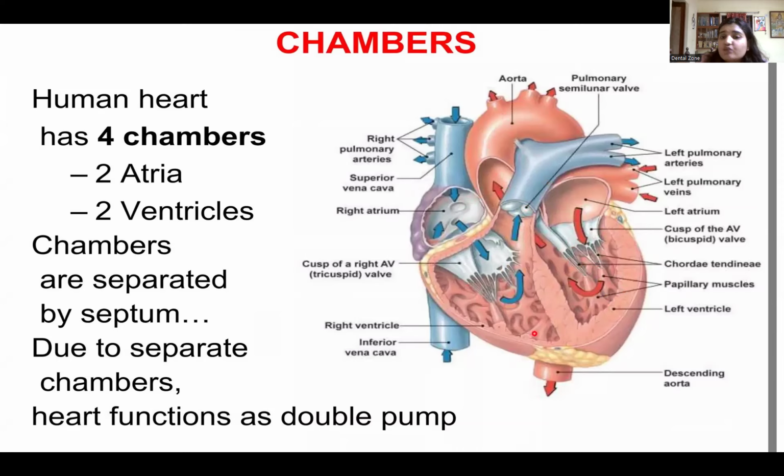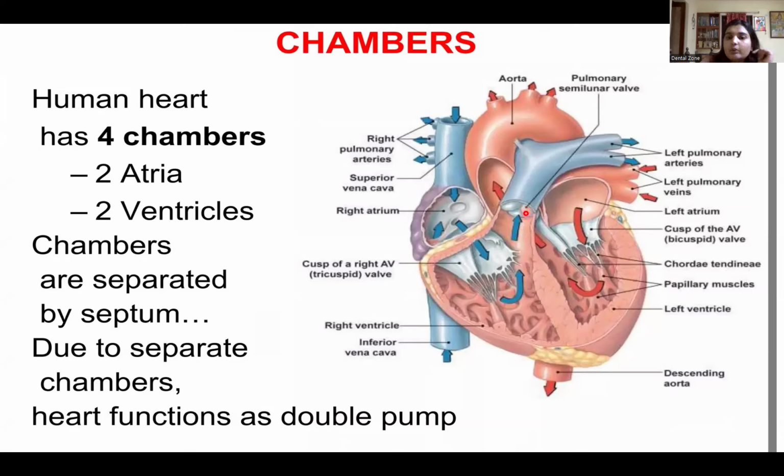Okay. So which valves are present over here? Between the left atrium and ventricle, it is the atrioventricular valve, that is the bicuspid valve. And on the right side, it is the tricuspid valve. The valve present between the atrium and the ventricle is called the atrioventricular valve. That is, on the left side, it is bicuspid. On the right side, it is tricuspid.